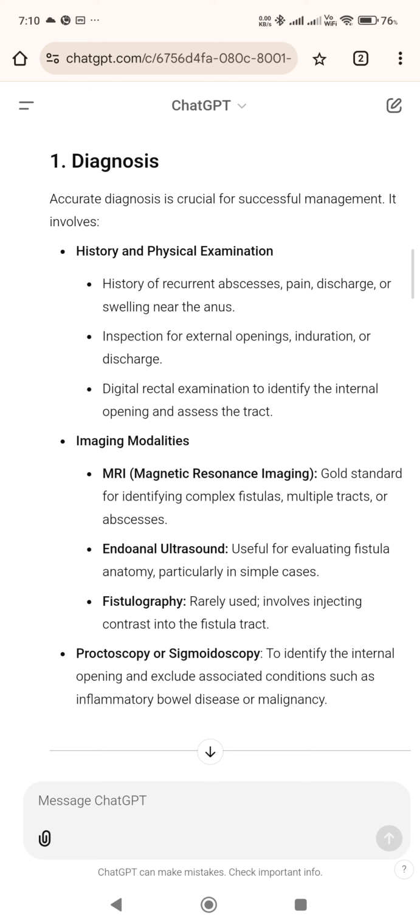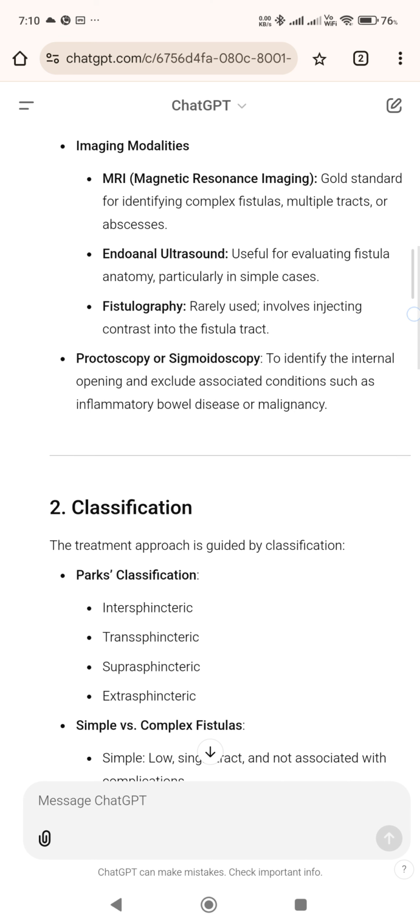Imaging modalities: MRI, magnetic resonance imaging, is the gold standard for identifying complex fistulas, multiple tracts, or abscesses. Endoanal ultrasound is useful for evaluating fistula anatomy, particularly in simple cases. Fistulography is rarely used and involves injecting contrast into the fistula tract. Proctoscopy or sigmoidoscopy is used to identify the internal opening and exclude associated conditions such as inflammatory bowel disease or malignancy.